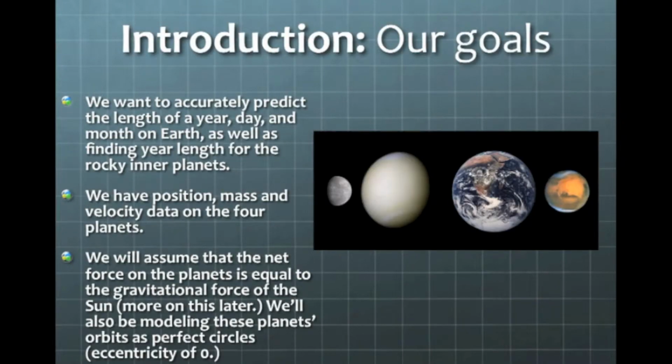So just to lay out our goals, specifically we want to accurately predict the length of a year, a day, and month on Earth, as well as finding year length for the 4 rocky inner planets, Mercury, Venus, Earth, Mars. We have position, mass, and velocity data on the 4 planets, and we'll assume that the net force on the planets is equal to just the gravitational force of the Sun, and we'll also be modeling these planets' orbits as perfect circles, non-elliptical, eccentricity of 0. We'll get to those assumptions a little later on, and talk about what effect that might have.